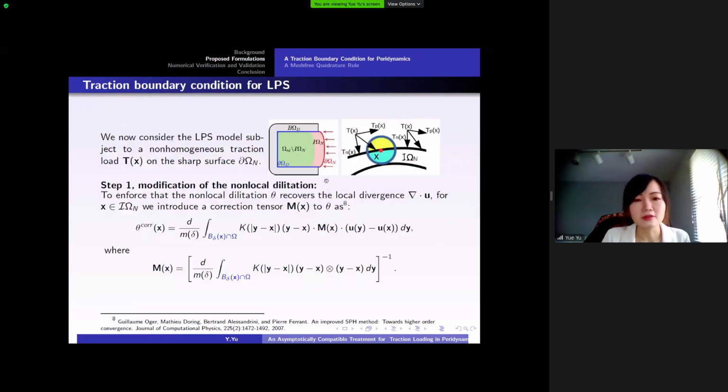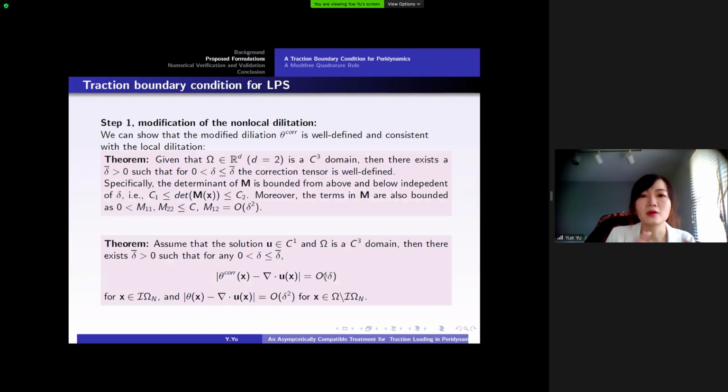Now we know that this correction tensor is the identity matrix when inside. But what about when it's in the red region? One of the first questions is whether this is well defined. Does the inverse of this matrix exist? Here is what we try to justify mathematically. We can show that as long as our domain has sufficient smoothness, that is, C3, this correction tensor is well defined, and our modified dilatation is also well defined.